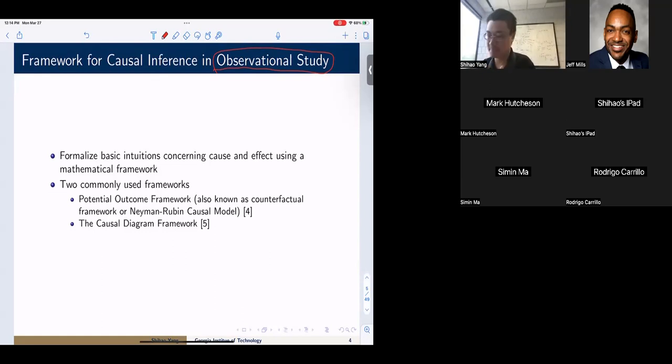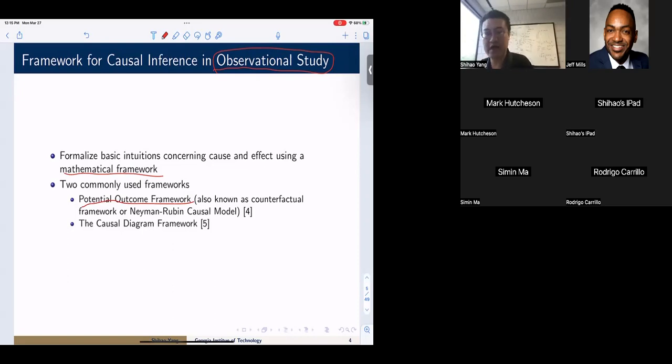There are two schools of thought, two mathematical frameworks, that is, basically what is the cause and what is the effect. These are the two currently prevailing and most popular. One of them is the potential outcome framework. It's also called the counterfactual framework, or the Neyman and Rubin causal model. And the other one is called the causal diagram framework, which is now more popular in machine learning.